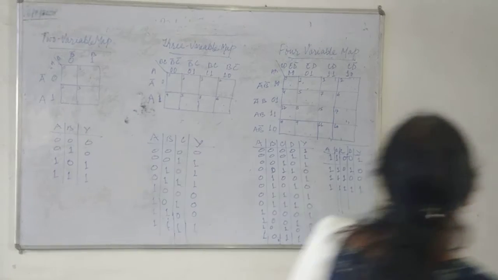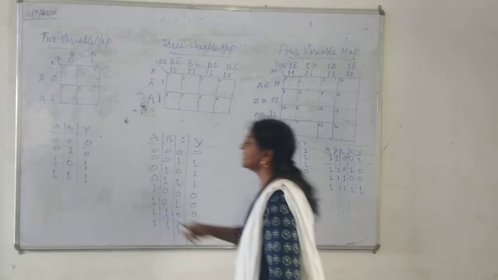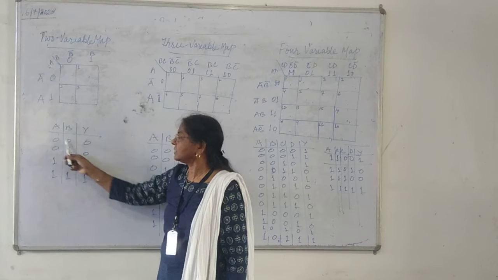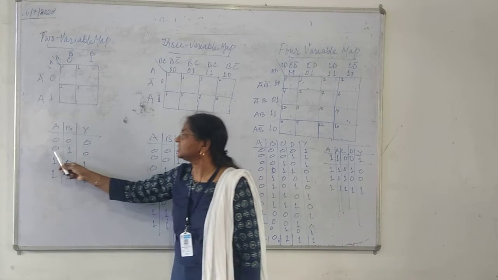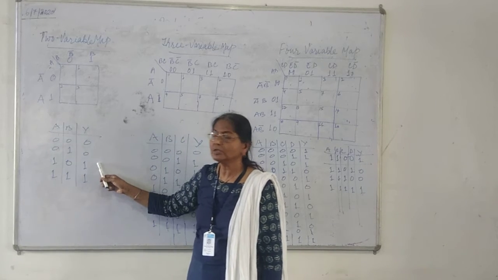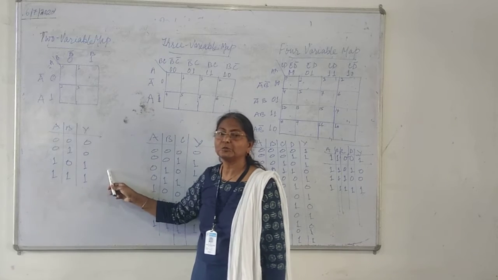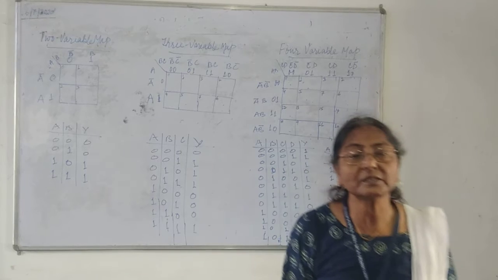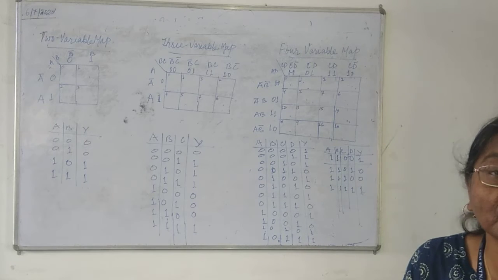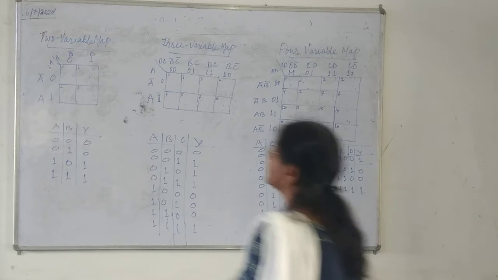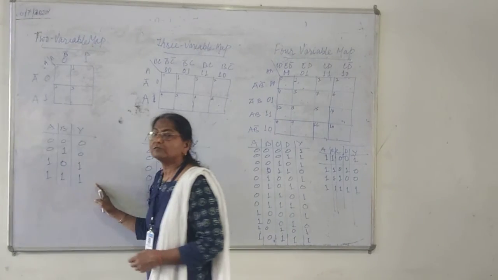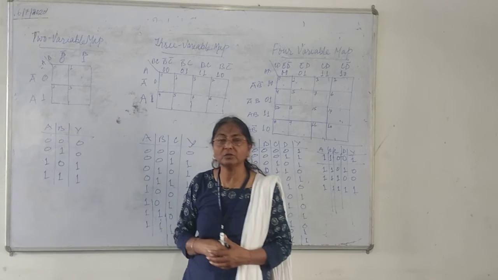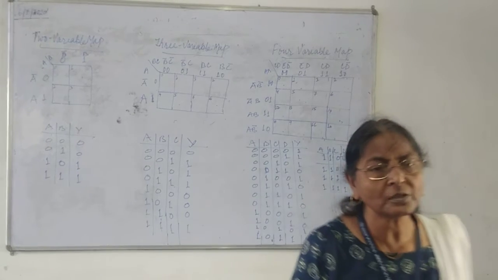I have assumed, for example, a 2 variable AB: 0, 0, 0, 1, 1, 0, 1, 1. For the 0, 0 input, I want output 0. For the 0, 1 input, I want output 0. For the 1, 0 input, I want output 1. And for the 1, 1 input, I want output 1. So how can I design a circuit to get my desired output? Now the question arises, how can I design a circuit to get my desired output, so that for this input combination I get output 0, for this one output 0, and for this one output 1?